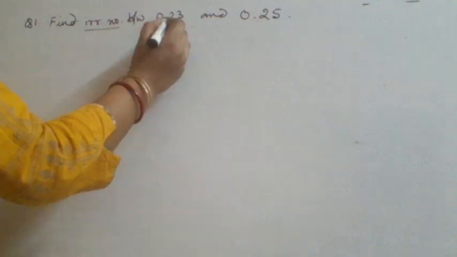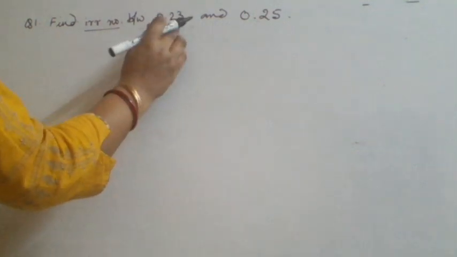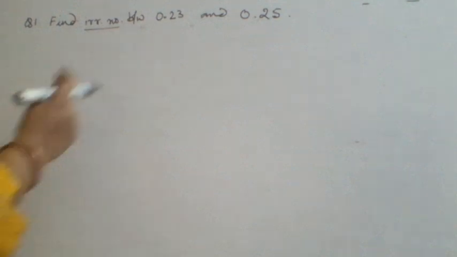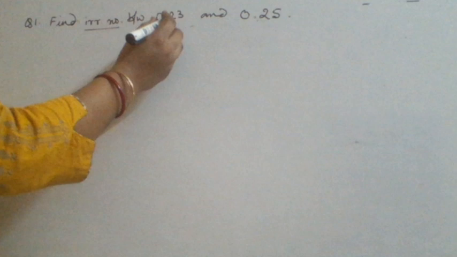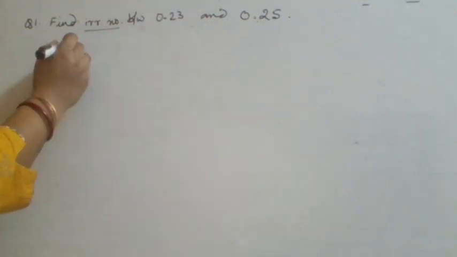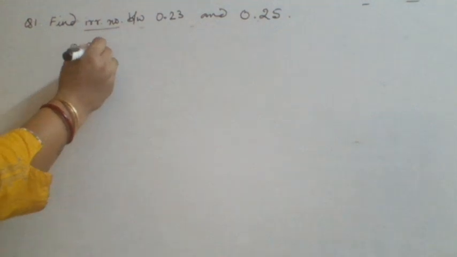See, 0.23 and 0.25 are terminating decimals, and because they are terminating, they are rational numbers. Now you are going to find some irrational number between two given rational numbers, 0.23 and 0.25. So in between, there are numbers like 0.24. That is fine. There is no doubt about it.